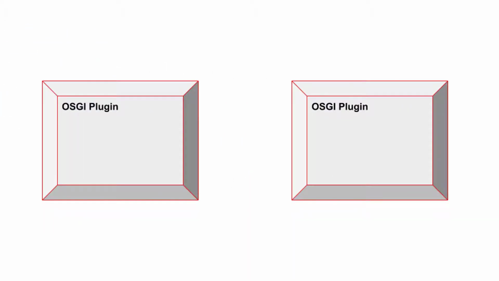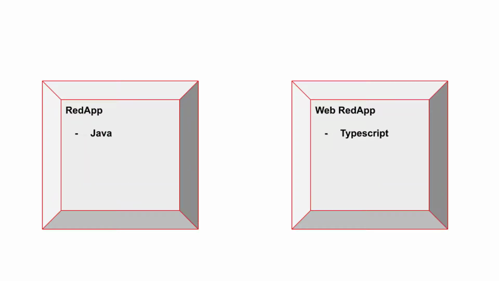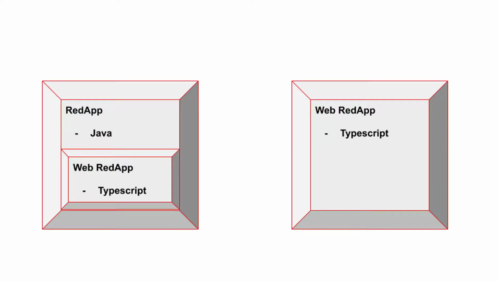From a technical point of view, Sabre Red Apps are OSGi plugins, and there are two kinds of them. Classic Red Apps are written in Java and extend the capabilities of the Sabre Red 360 desktop client, and Web Red Apps are written in TypeScript and extend the Sabre Red 360 web client. Java Red Apps are limited to desktop, however, Web Red Apps can extend Sabre Red 360 in both desktop and web access methods. We highly recommend that all new Red Apps are created with the Web SDK.